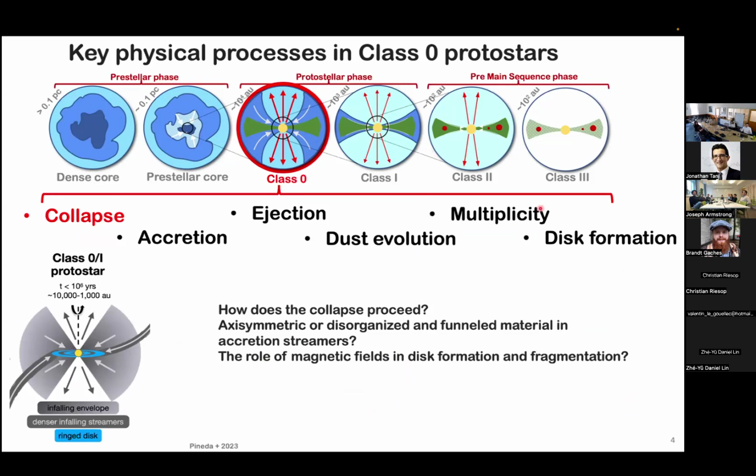First, the collapse. We don't really have a clear or complete understanding of how the collapse proceeds. Is it homogeneous? Is it symmetric, or is it super disorganized? And can we explain the early multiplicity of protostars with the level of organization of the collapse? It's one of the questions I'm trying to answer. So we observe the envelope, and we observe whether the accretion is organized in the form of streamers or not. We observe the role of magnetic fields in the envelope to see their action threading the disk formation.